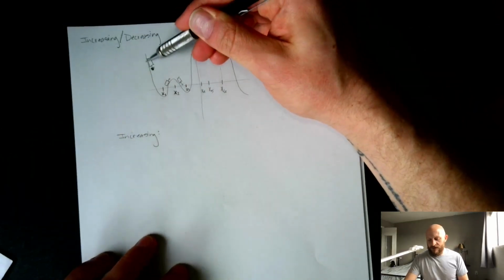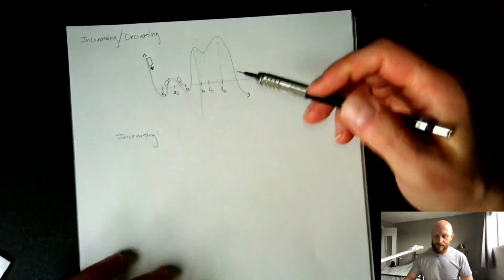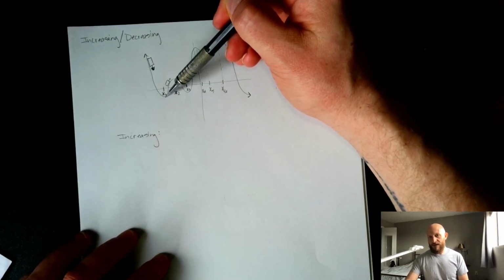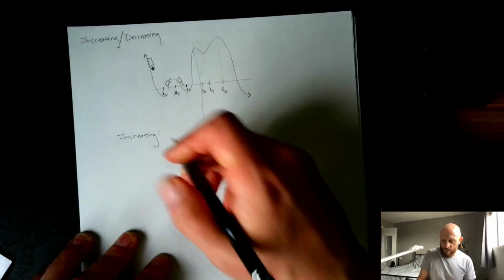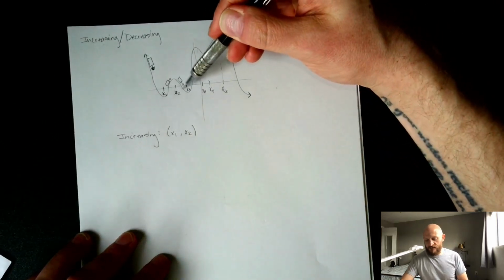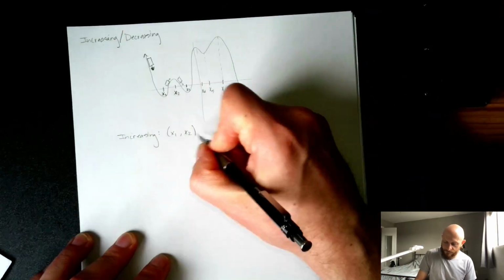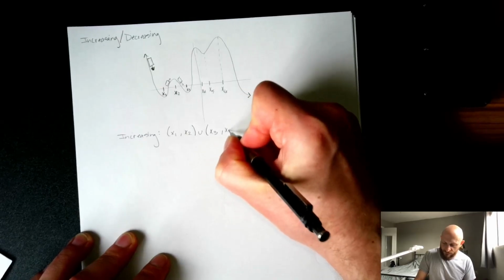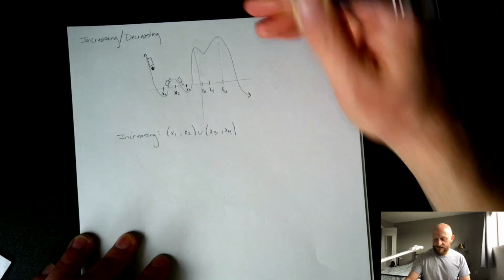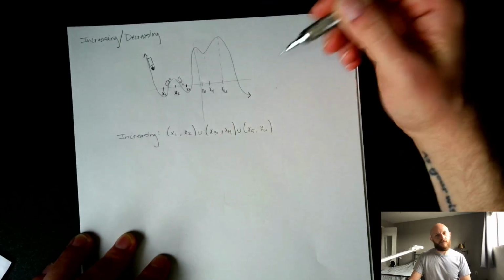All right, so let's list out the intervals where this thing is increasing and decreasing. From negative infinity to x1, assuming that the behavior continues on either end, the graph is decreasing. From x1 to x2, the graph is increasing. So there's one interval where we're increasing, x1 to x2. From x2 to x3, decreasing. x3 to x4, increasing, so union x3 to x4. Then from x4 to x5 it decreases, x5 to x6 it increases, and then it's decreasing again forevermore.